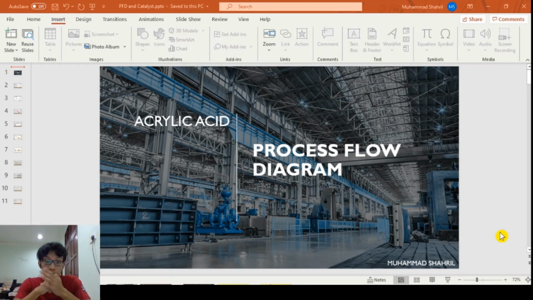And I will present this from the process description, what type of equipment we will use, and the catalyst.